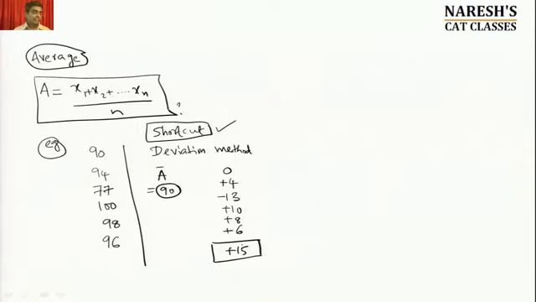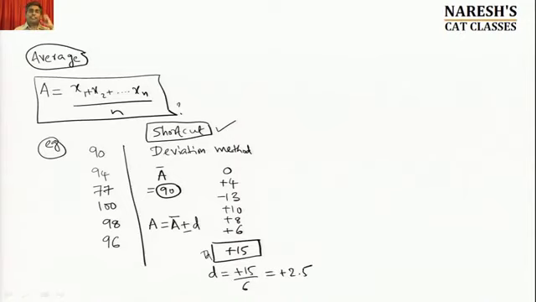Automatically what happens after this, for me to find the final average is nothing but the A bar plus or minus the deflection, right? Whatever the deflection. Only thing is, because the total deflection is 15, what is the deflection equal to? Plus 15 divided by the number of subjects. Total deflection is 15. For each subject, what is the deflection? It will become plus 2.5.